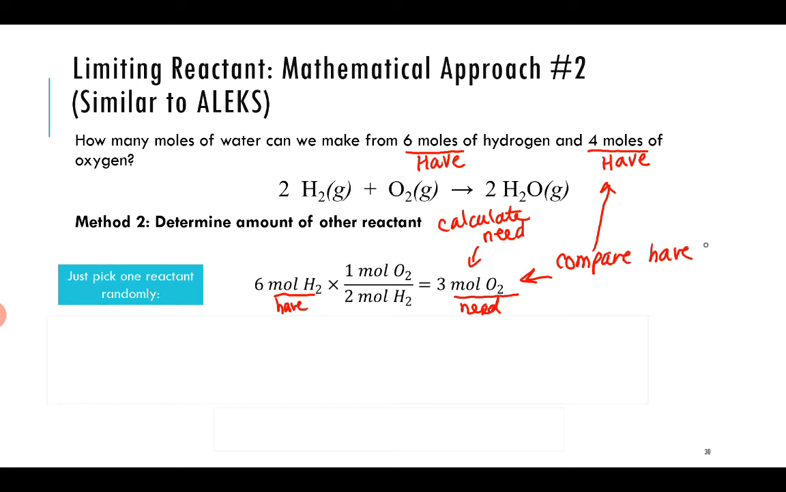Have versus need. You can compare that by subtracting. And so if you have 4 moles of O2 and you subtract out the 3.00 moles that you need, then you will have 1.00 moles of O2 left over.